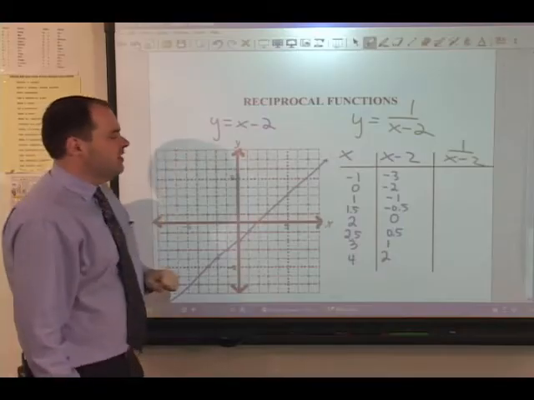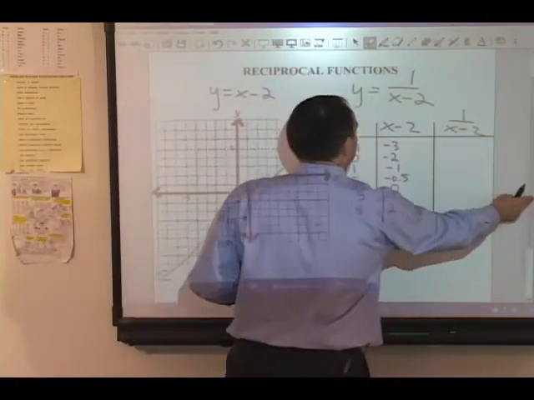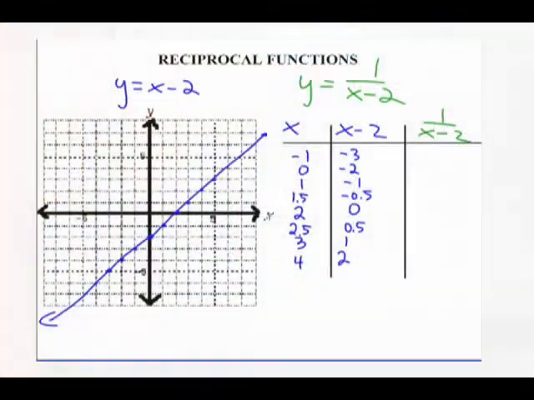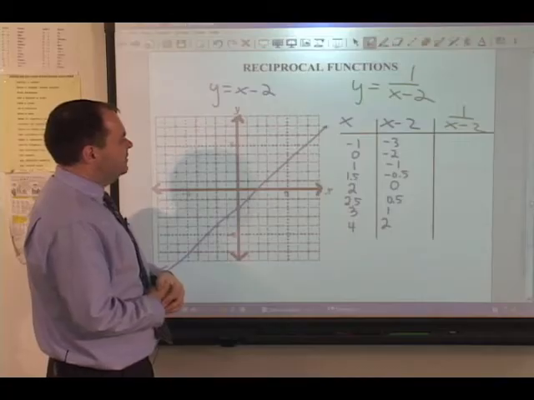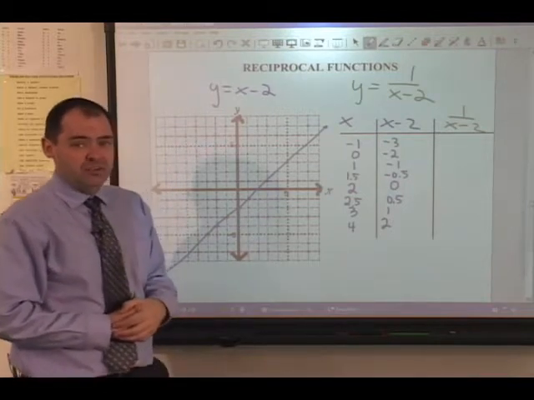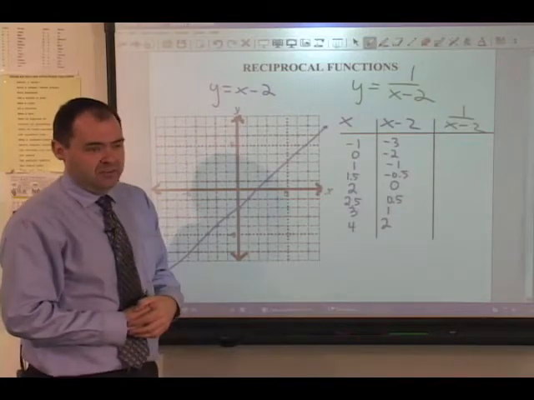Reciprocal functions take a little time to catch on to, so let's try another couple of examples. Y equals x minus 2, we're going to reciprocal to become y equals 1 over x minus 2. Again, we have some sample points in our table, and we know from our previous example that the y values of the reciprocal function are the reciprocal of the y values of the original function.